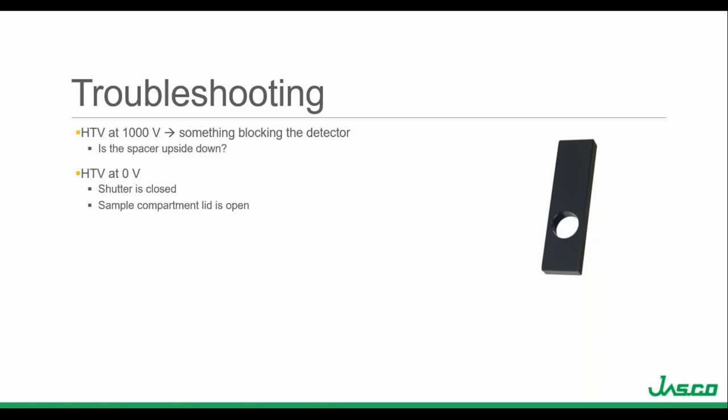In regards to the HT voltage, if your HT voltage is above 100 volts, there's something blocking the detector. So the spacer could potentially be upside down. That hole in the spacer needs to be towards the bottom. If that is in the correct position, then you want to check that there's no tubing or wiring that's blocking that light path. If the HT voltage is at 0, there could be 2 problems.